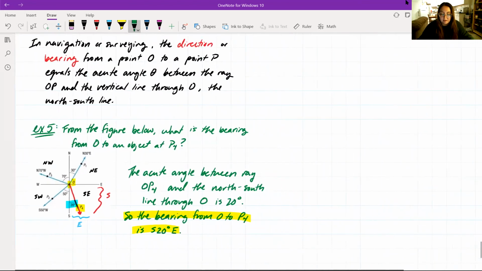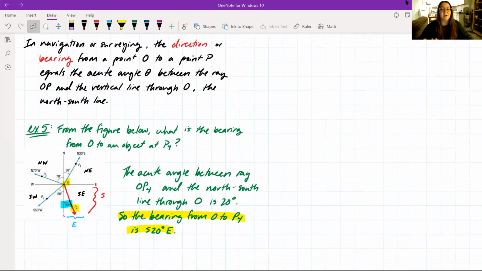So with direction and bearing, it is just a little bit confusing, but the actual concept of it is fairly simple. All right, that finishes up our section 8.1 for today, and I'll see you again in section 8.2.